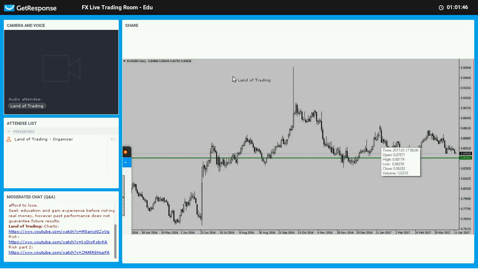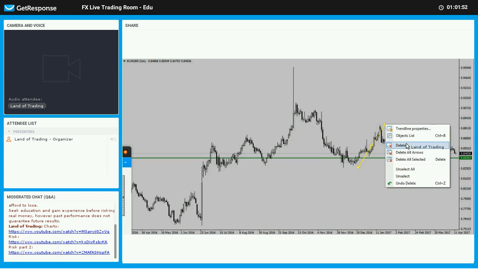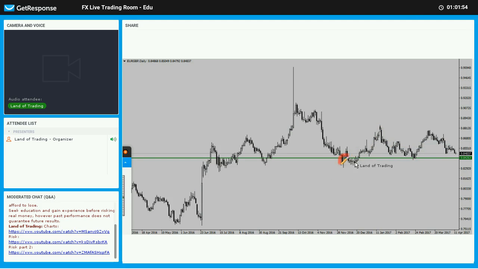Okay. eurujpy. From here, we took out supply here, right? This one. From here, really nothing happened. We were inside the whole move here. So there is still a chance we may see a little bit lower prices, right?